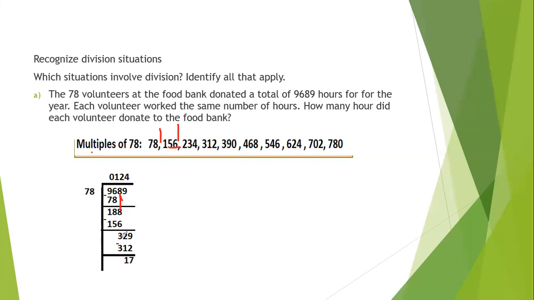Subtract, 32. Bring down 9. 329. Divide by 78. 329, it's here. Count the number of multiples: 1, 2, 3, 4. So 4. 4 times 78 equals 312. You can also use the multiples 1, 2, 3, 4, 312. When you subtract, the remainder is 17. So the number of hours is 124 hours and 17. 17, of course, it will be minutes.